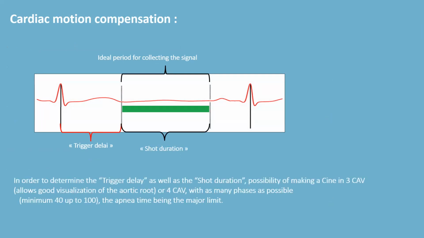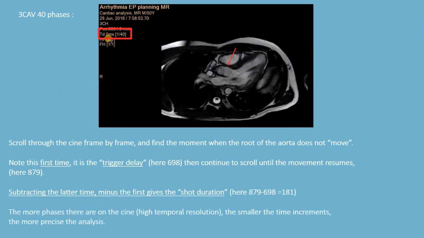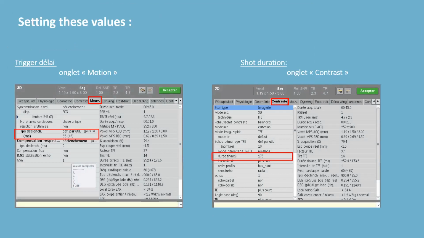Yeah, we can work in the 3 chamber or 4 chamber. I will go through this very fast. For the setting of the window, we can use trigger delay here, and the shot duration. It's very important to put in the angle of the contrast.